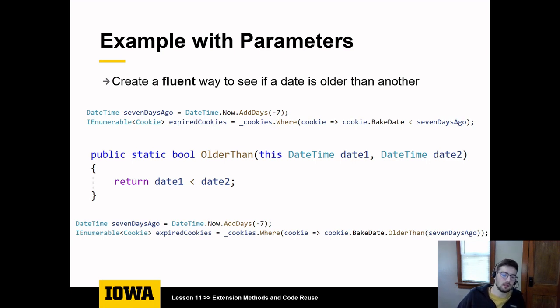So you can see OlderThan, right? The first parameter is bakeDate, and that gets shuffled into date1, and then the second parameter is 7 days ago, and then that gets shuffled in as the date2 parameter. Okay.